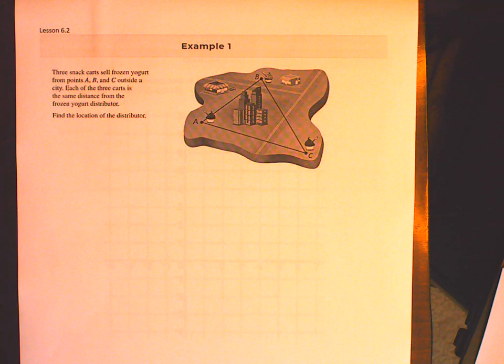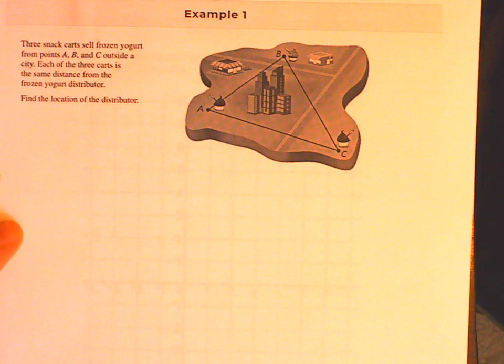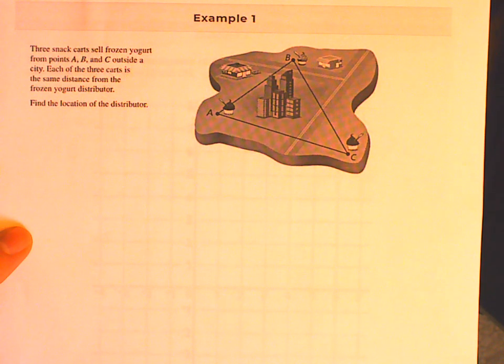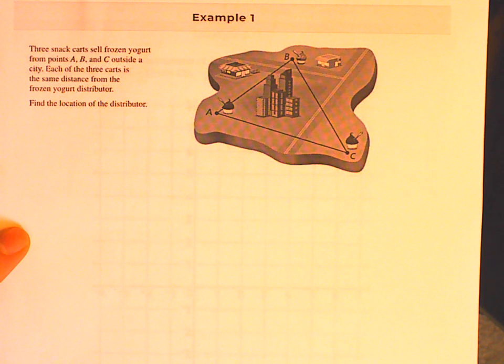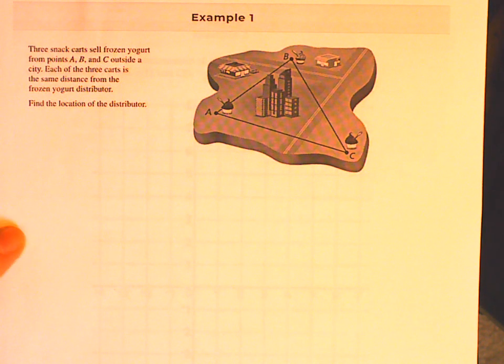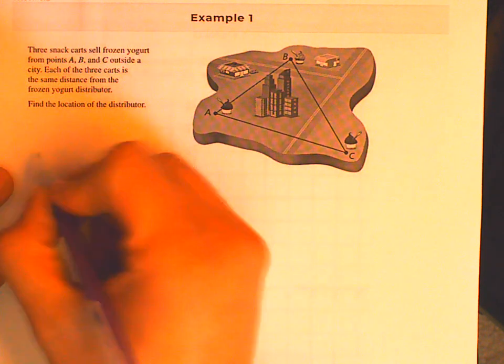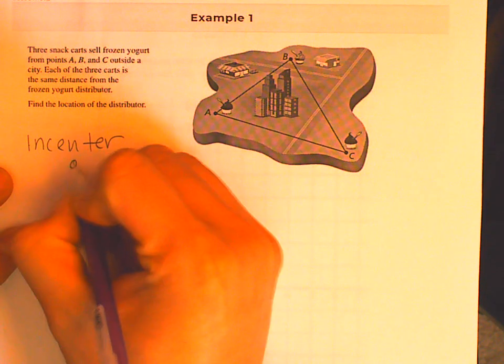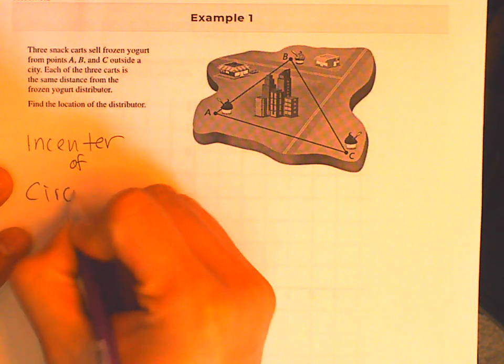So here, the problem says, 3 snack carts sell frozen yogurt from points A, B, and C outside a city. Each of these 3 carts is the same distance from the frozen yogurt distributor. Find the location of the distributor. So the question is, am I going to use the incenter or the circumcenter?